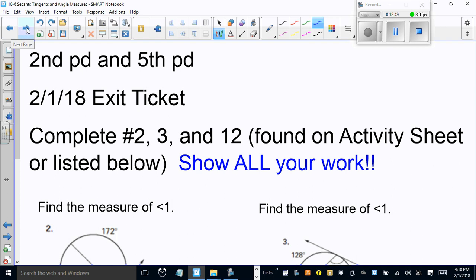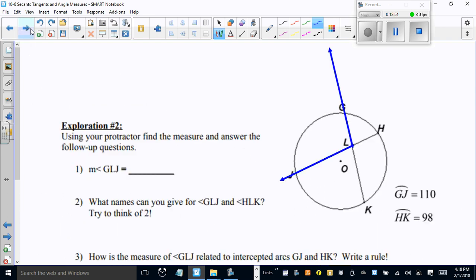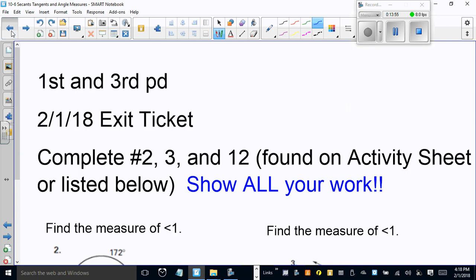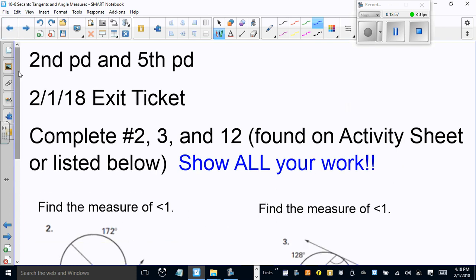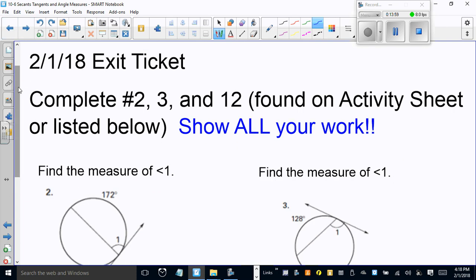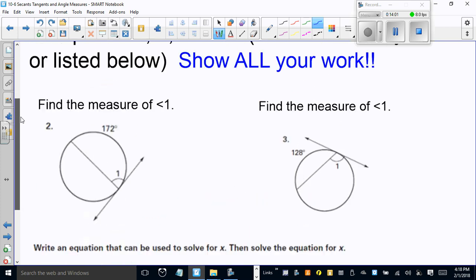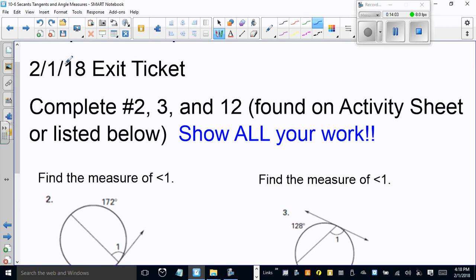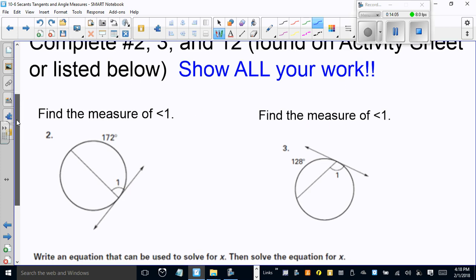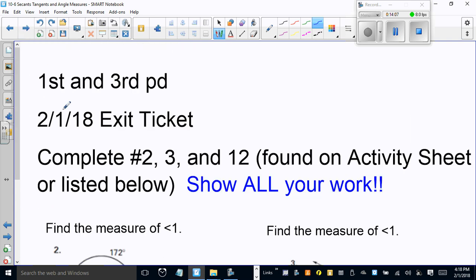That is the end of what we did today. Now, 5th period, I know that we went ahead and looked at exploration 2, but we'll talk about more of that tomorrow. If you were not here for 2nd period and 5th period, you might want to look at this. I'm going to give you this worksheet tomorrow, but the exit ticket they worked on notebook paper. And 1st and 3rd period, it was these 2 problems.